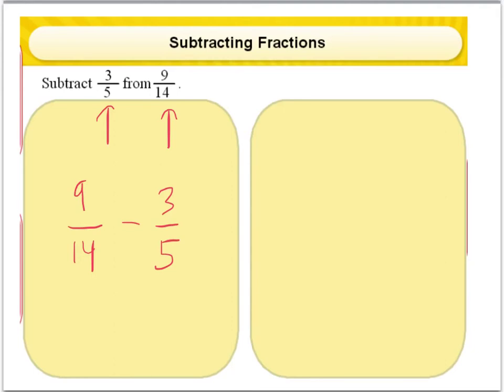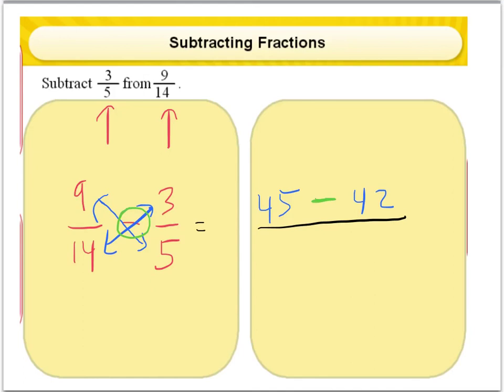So it's the same procedure. So we take the 9 and the 5, multiply it, and 9 times 5 is 45, so we'll put that over here. And then we do it with the 14 and the 3, and that gives us 42. But since this is a subtraction or minus sign, we put the minus sign between the two numbers, the 45 and the 42.